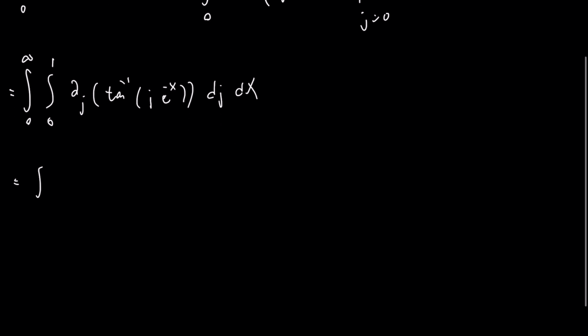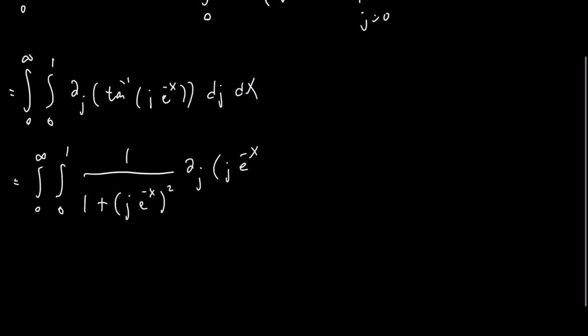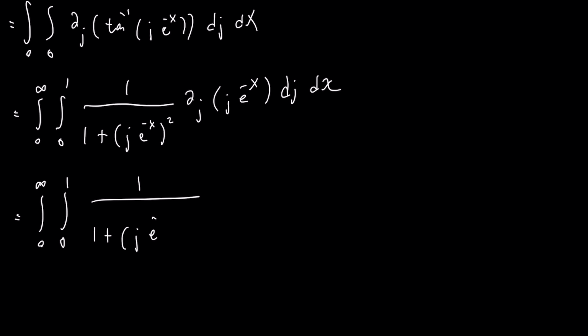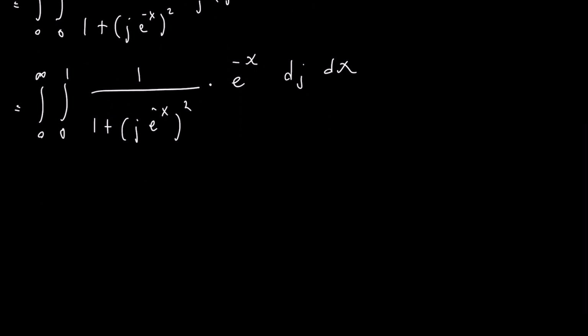So this is equal to the integral from 0 to infinity and the integral from 0 to 1 of 1 over 1 plus (j e to the minus x) squared times the derivative with respect to j of j e to the minus x, dj dx. So this is the integral from 0 to infinity, and then the integral from 0 to 1 of 1 over 1 plus (j e to the minus x) squared times e to the minus x dj dx. And from here, I reverse the order of integration.